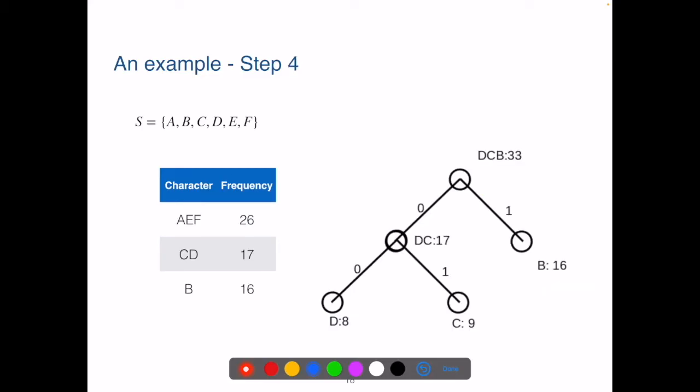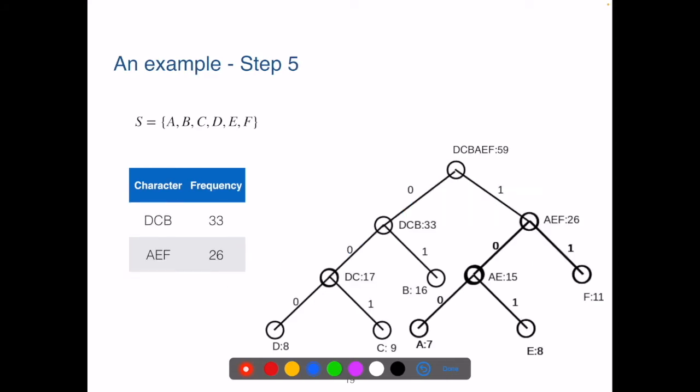Now we have 3 characters left. The bottom two are now B and CD. Again, we create a new leaf node for B and connect it with the subtree DC. We create a new common parent node DCB. And we assign 0 to one branch and 1 to another branch.